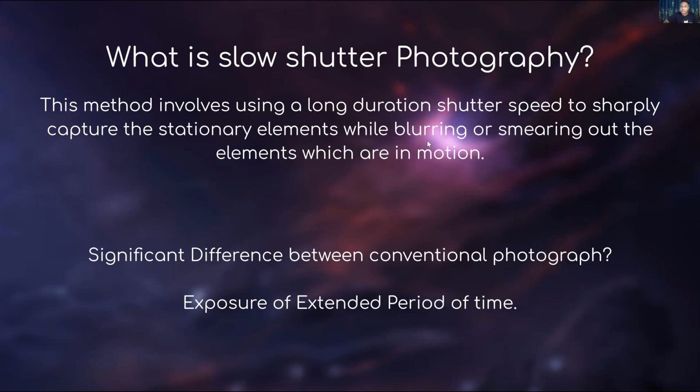The significant difference between conventional, old school photography and long exposure photography is that you have more time to capture the light, more time to expose the sensor. The exposure is for an extended period of time. So that's what slow shutter photography is.